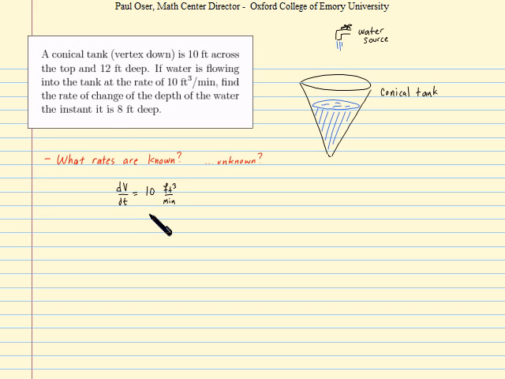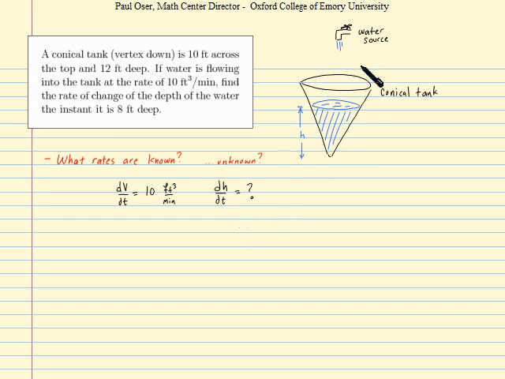Now, are there any other known rates given to us in the problem? Well, no. So let's move on to the unknown rates. What rate are we trying to solve for? Recall, we need to find the rate of change of the depth of the water. The depth of the water, of course, being the distance from the surface of the water all the way down to the bottom. So let's label that. And if we call that distance h, then the rate we seek must be dh/dt when we write it as a derivative. Okay?